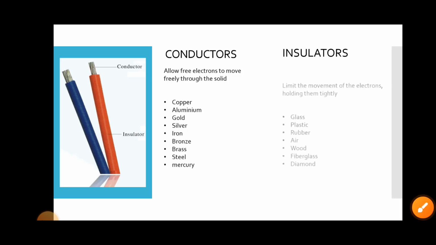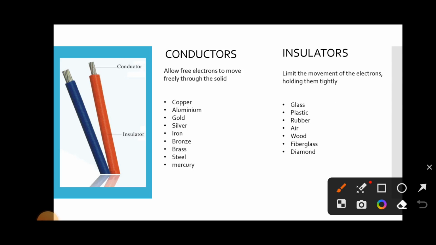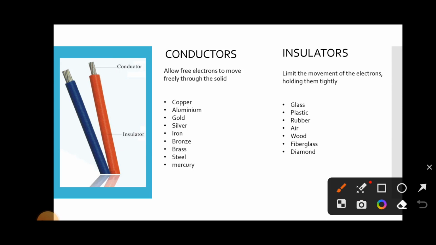Now an insulator limits the movement of the electrons, holding them tightly. The examples of conductors are copper, aluminum, gold, silver, iron, bronze, brass, steel and mercury, while the examples of insulators are glass, plastic, rubber, air, wood, fiberglass and diamond.